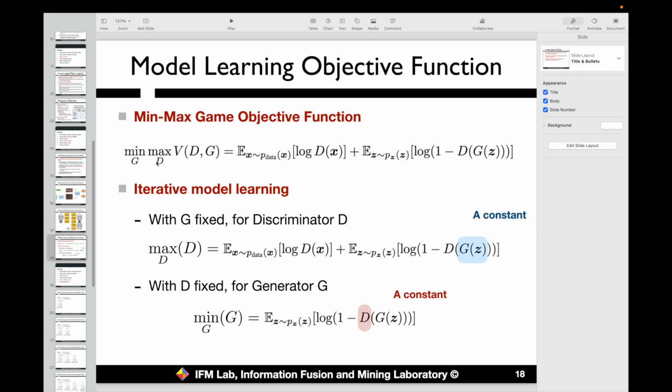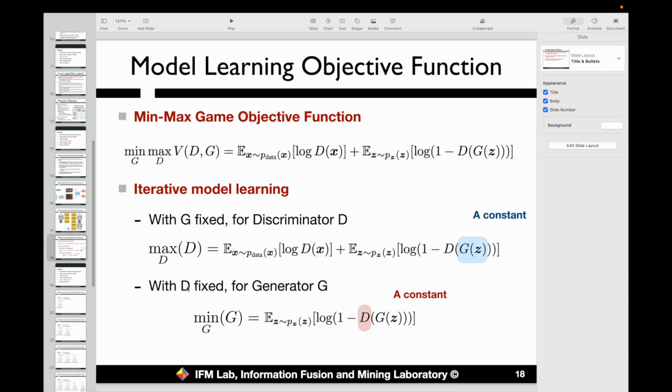Because here we have min-max, if G is fixed, we just remove that term and maximize this function. So we maximize for D. Its function will be the first term as well as the second term. The first term is a score for the real data instances. The second one is a minus score for the fake instances, because G(z) is a constant here. By maximizing these two terms together, we are able to learn the discriminator. This is the first step.